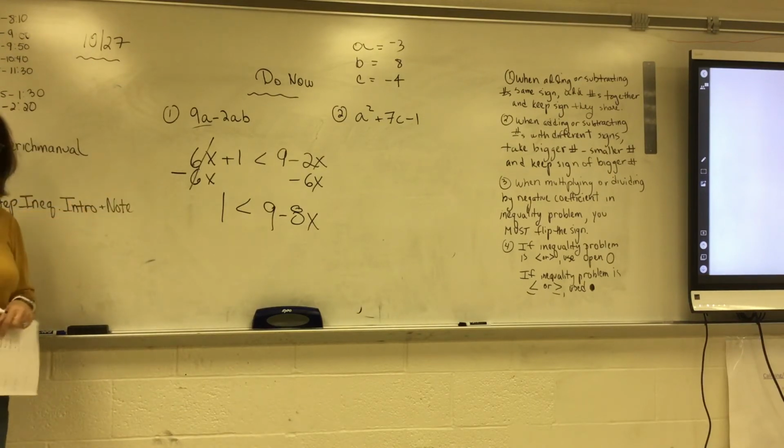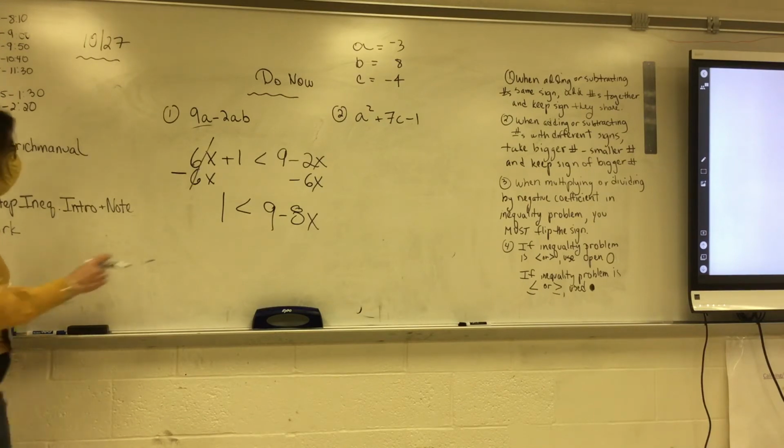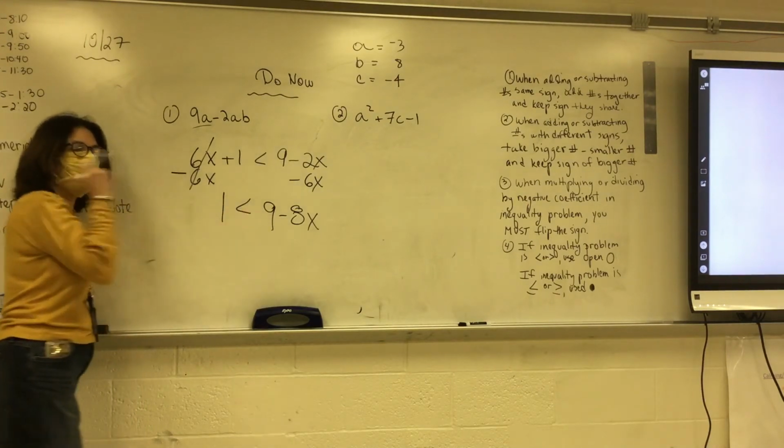I need to move all of my numbers to the right. The other right. Oh, you said, my bad. The numbers to the left and the variables to the right. Correct. Yeah, 100%. So I need to move this 9 this way.